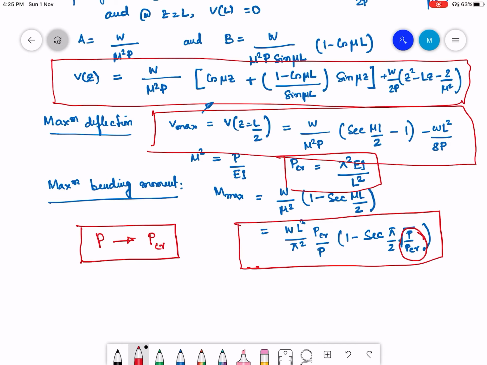So with this, I will end this rather small lecture. In the next lecture, we will move on to finding the critical buckling load for a column with different end conditions. Thank you.